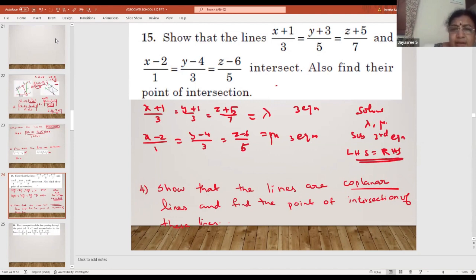And substitute lambda in the general point: x is equal to 3 lambda minus 1, y equal to 3 lambda minus 1, z is equal to 7 lambda minus 5. Substitute the lambda value, we get the point of intersection.